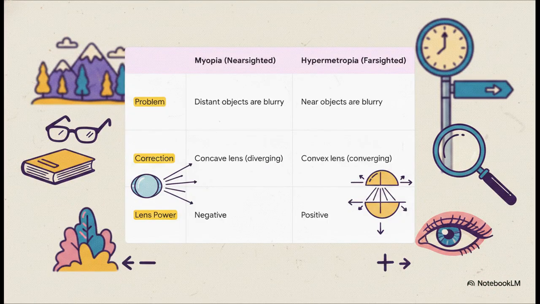A whole lot of us have vision issues like myopia, which is just nearsightedness, or hypermetropia, which is farsightedness. If you're myopic, distant stuff is blurry. If you're hypermetropic, it's the close-up things that are a problem. Well, physics has the fix. For myopia, you need a concave lens, which spreads the light out, and it always has a negative power. For hypermetropia, you need a convex lens to bring the light together, and it has a positive power.